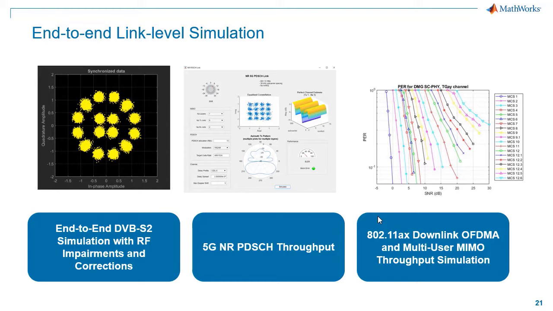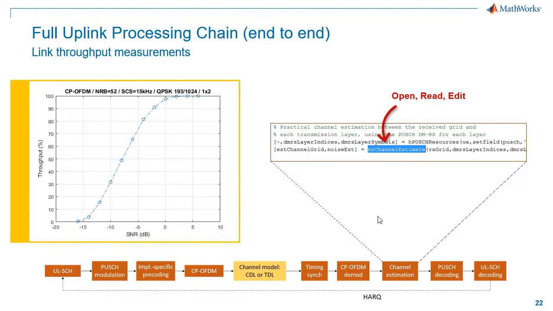Now we have done end-to-end link level simulations for a variety of standards, including satellite communication, DVB-S2 for example, or DVB-S2X. These are high throughput standards used in satellite communication. We have done it for 5G NR, as you can see, physical downlink shared channel or user data throughput analysis, as well as for Wi-Fi, the latest 802.11ax standard.